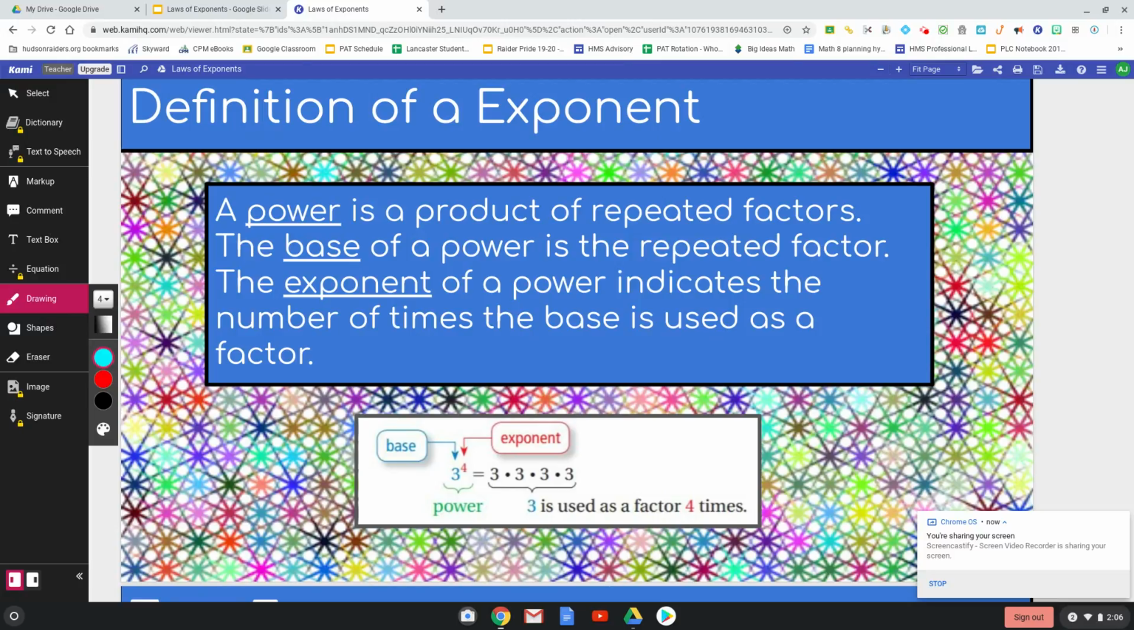So let's look at our example here. We have the base of 3 raised to the exponent of 4, which tells us that we're going to multiply 3 4 times. So 3 to the 4th power is 3 times 3 times 3 times 3.